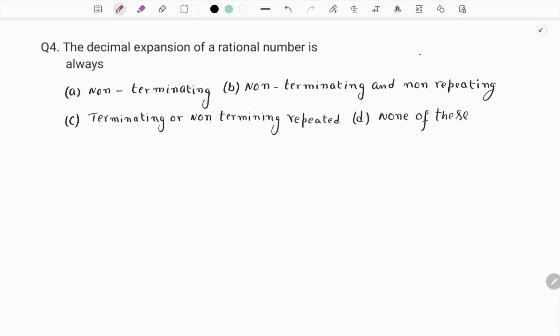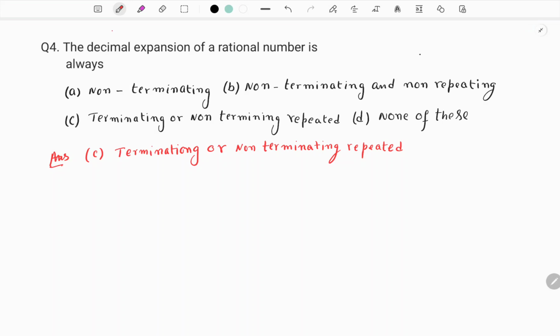So now we'll go to the next question. The question says the decimal expansion of a rational number is option A, non-terminating, option B, non-terminating and non-repeating, option C, terminating or non-terminating repeating, option D, none of these. So here the correct option is C, which is terminating or non-terminating repeating.